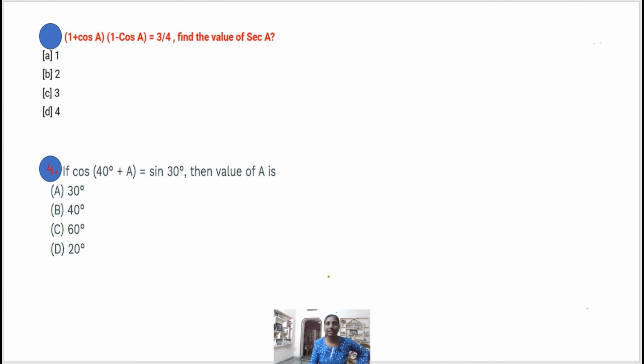Okay friends, now let us read third question. Now we are going to solve this question. (1 plus cos A) into (1 minus cos A) is equal to 3 by 4. We have to find out the value of sec A. For this, we need to find out the value of A first. Then we will find sec A.